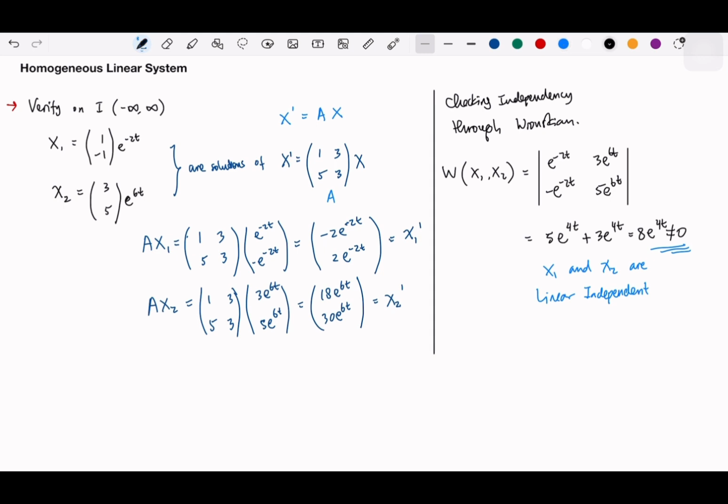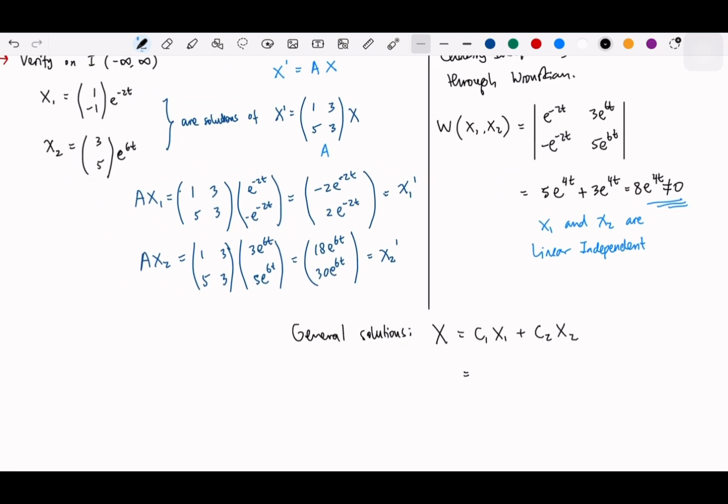So the general solution, from this example, we can write x equals c1 x1 plus c2 x2, and we still just write c as long as we don't really know the subject, right? If we are not having any constraint, then we just write this c. So this will be x equals c1 times (1, negative 1) e^-2t plus c2 times (3, 5) e^6t.